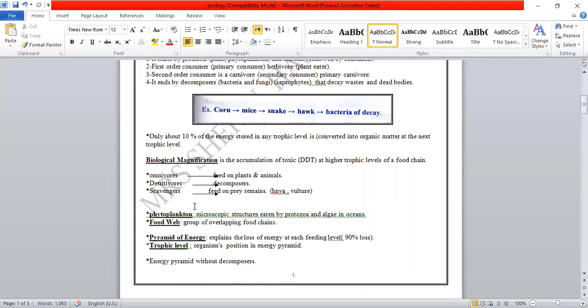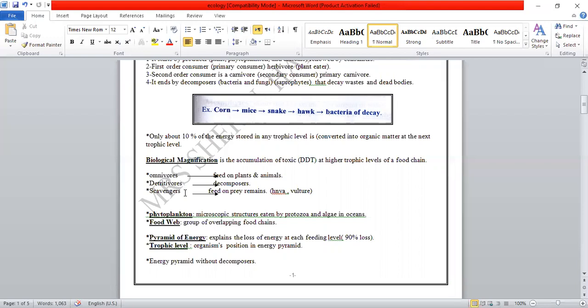Only about 10% of the energy. Look, the position of a living organism in the food chain is called the trophic level. So the corn is at the first trophic level, the mice are the second trophic level, the snake is the third trophic level, and so on.